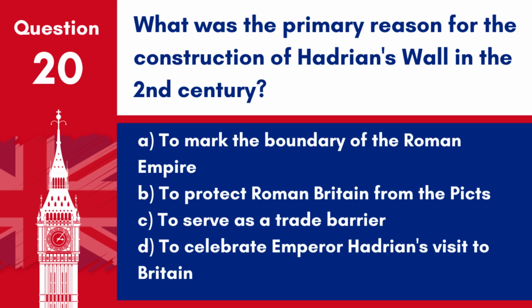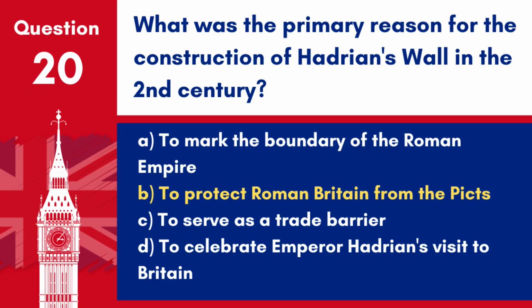Question 20. What was the primary reason for the construction of Hadrian's Wall in the 2nd century? A. To mark the boundary of the Roman Empire. B. To protect Roman Britain from the Picts. C. To serve as a trade barrier. D. To celebrate Emperor Hadrian's visit to Britain.